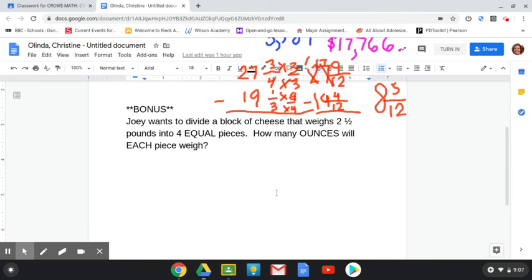All right, on to the bonus question. Joey wants to divide a block of cheese that weighs 2 1/2 pounds into 4 equal pieces. How many ounces will each piece weigh? All right, so I'm thinking about pounds and ounces. They want my answer in ounces. So I know that I have 2 1/2 pounds. How many ounces is that? So how many ounces equal 1 pound?